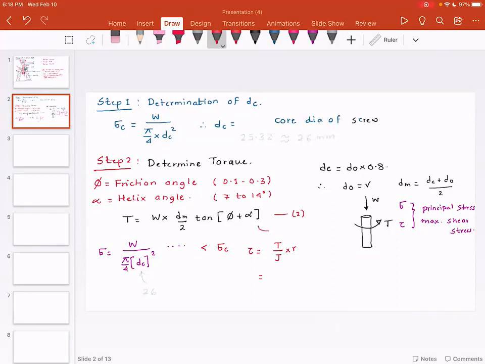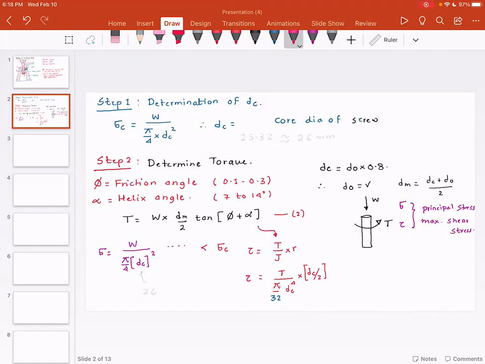So value of torque comes from equation 2. Now J, if you look at the way we are going to solve this problem, it's a sort of a solid shaft. So I would use pi by 32 dc to the power 4, and then from here I would get the value of tau.